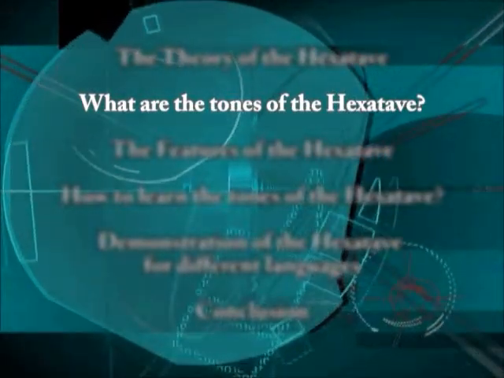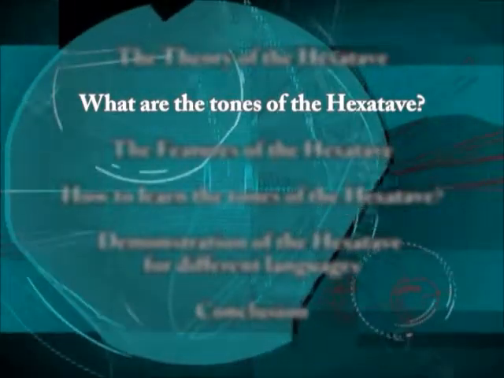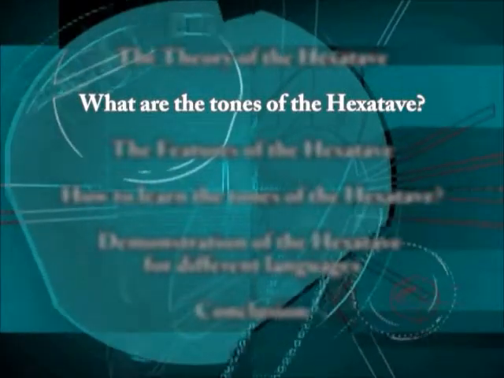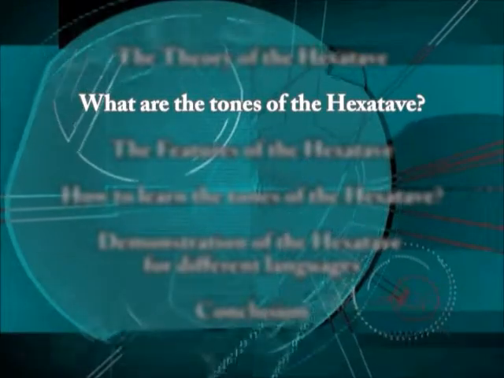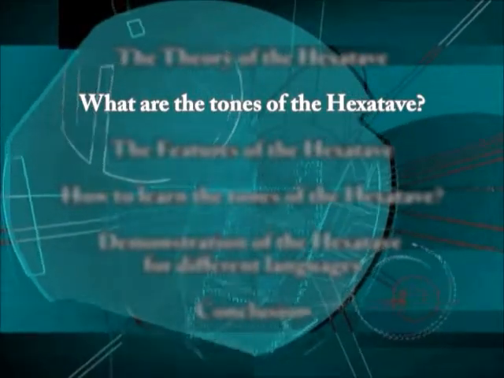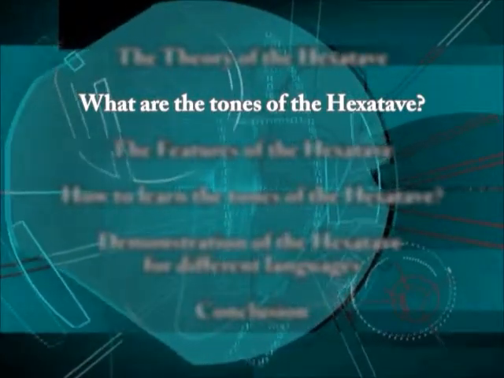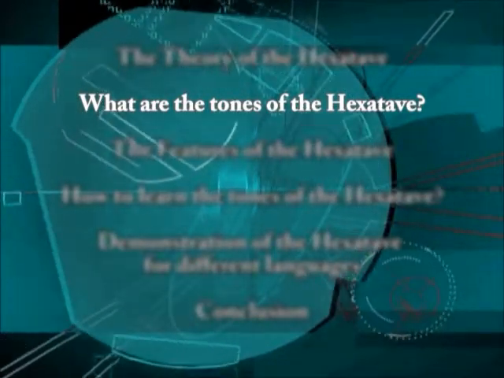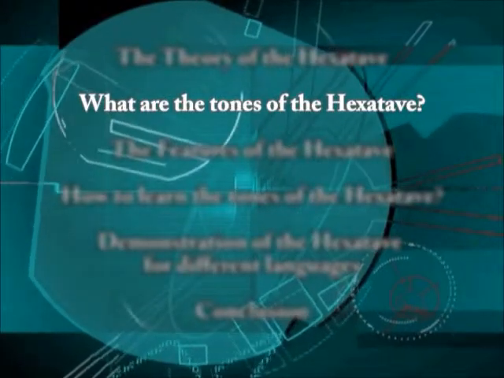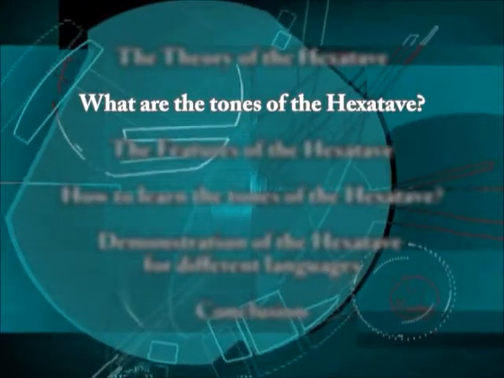The 6 English words or sounds I have chosen to help them remember the 6 tones of the hexatave are si, si, mi, fa, ho, ti. This may sound strange the first time you hear of it, but after hearing my explanations, you will know why you have no problem retaining them in your memory.